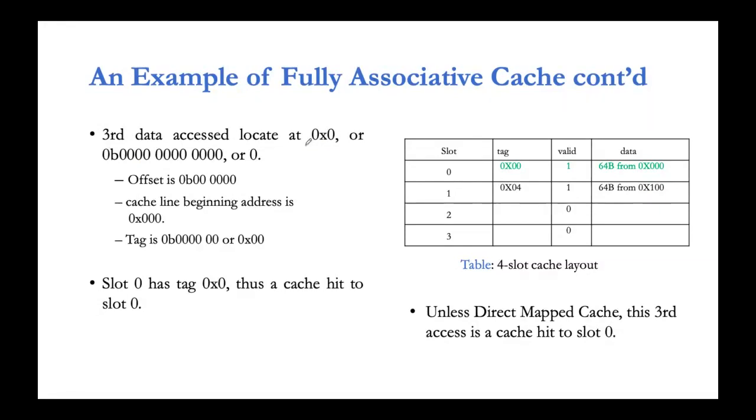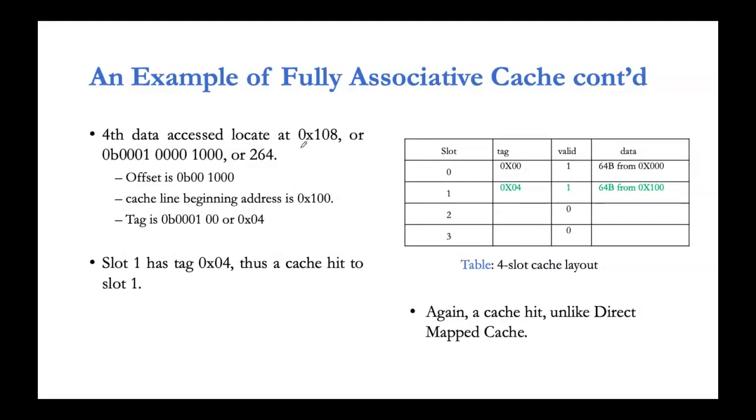In the third data access, again it is 00. The equivalent tag value in hexadecimal is 00. It is compared with the existing tags, from first to last. It is matching, which means a cache hit. The data inside the cache is retrieved and given to the CPU. Unlike the direct mapped cache, this third access is a cache hit to slot 0.